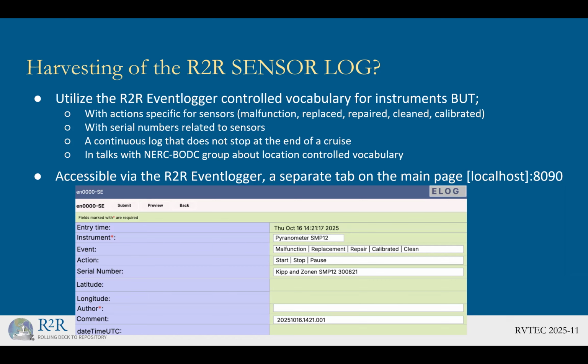So the idea, temporarily, is to have an overlying sensor log that could have a separate tab on your main page that would be just a continuous list of sensor events.